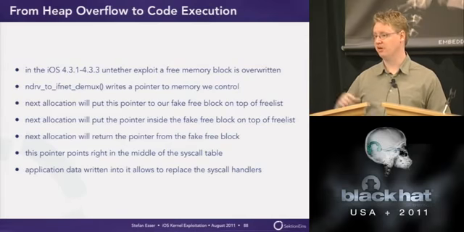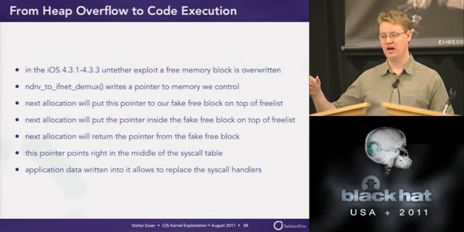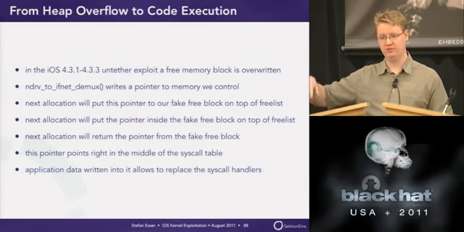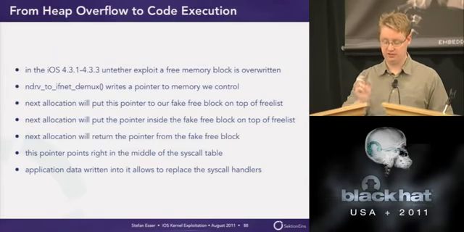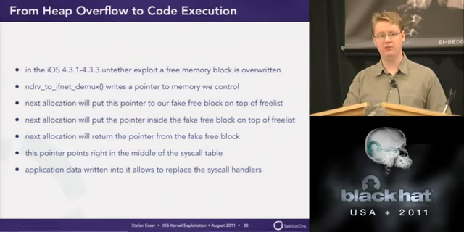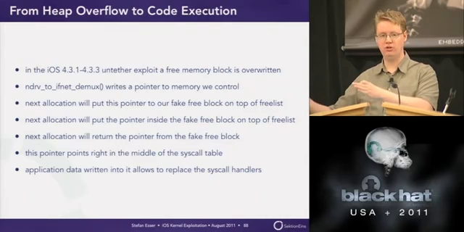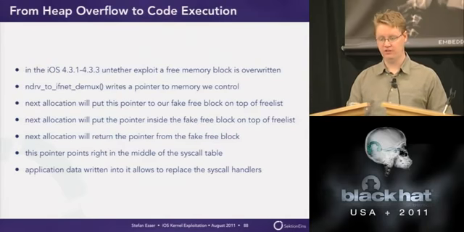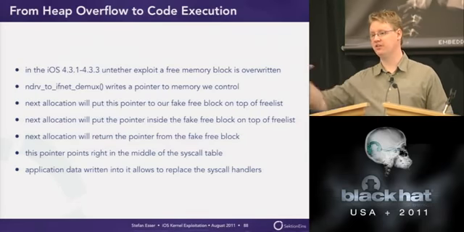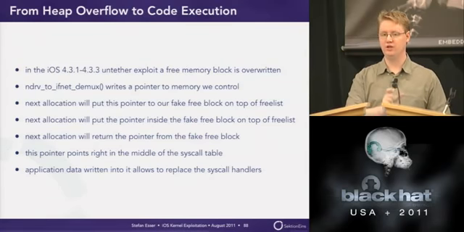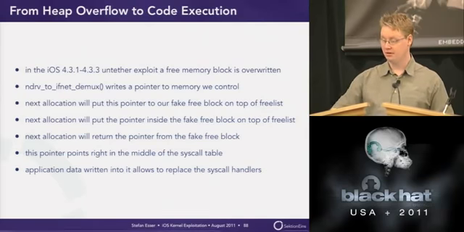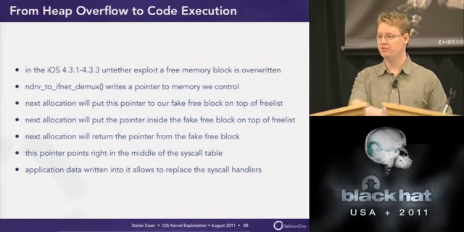So the next time something is allocated, it will actually put our block that we control into the head of the freelist. The next time something is allocated, the block that we completely control is taken and returned, and the first four bytes that we completely control will be made the head of the freelist. And then again, you take the next allocation, and now the pointer we provided will be used. This means we can put it anywhere in memory. And a nice place is in the middle of the syscall table. So the next allocation now will return the middle of the syscall table.